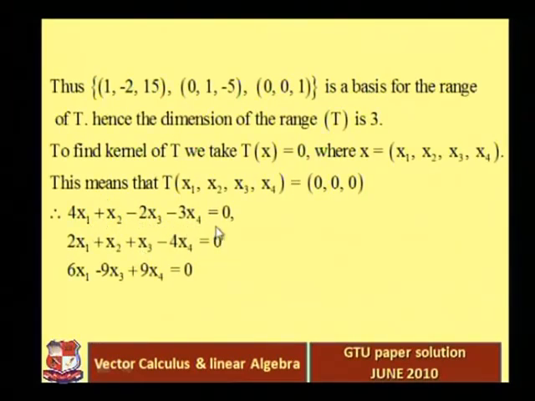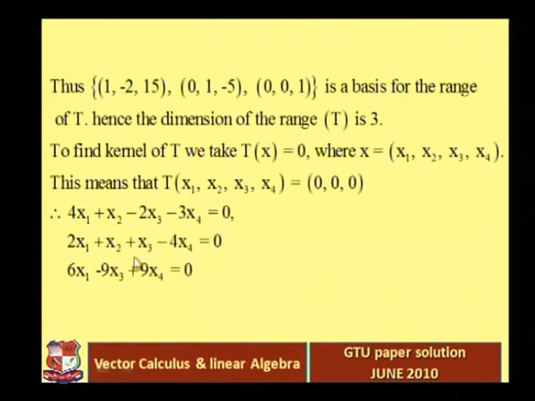So here is w1: 4x1 plus x2 minus 2x3 minus 3x4 is equal to 0, 2x1 plus x2 plus x3 minus 4x4 is equal to 0, and 6x1 minus 9x3 plus 9x4 is equal to 0.